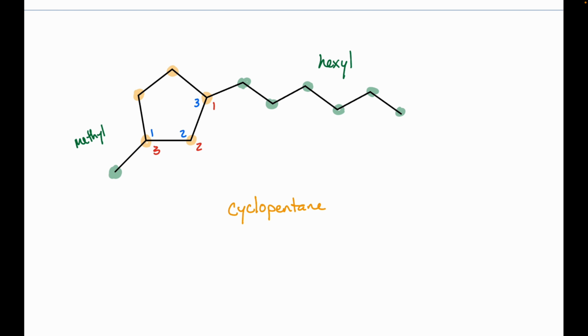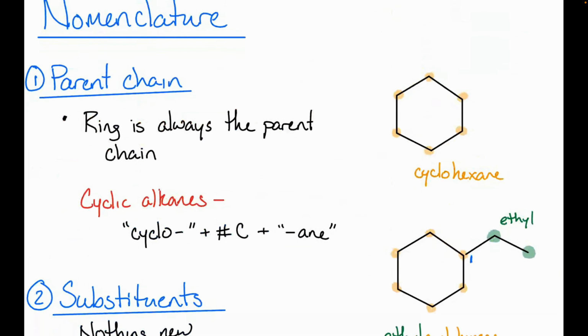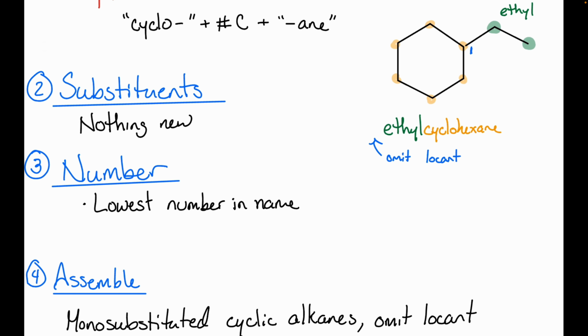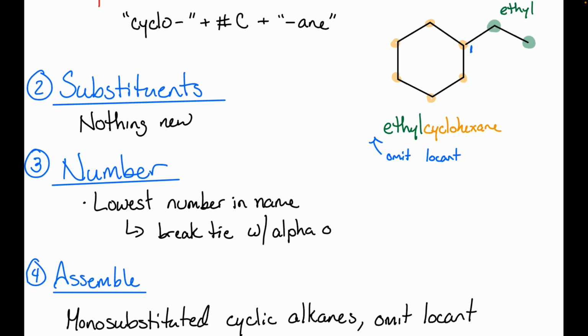The whole idea is to put the lowest possible number in the name. If I use my blue numbering scheme, it's a 1 and a 3. If I use my red numbering scheme, it's a 1 and a 3. So I have a tie. What am I supposed to do? Break that tie with alphabetical order, right? So just like we said before, again, there's no new rule here, but maybe we should emphasize lowest number in the name, and we break our tie with alphabetical order. Exact same rules as before, but we're going to see a lot more ties with these ring structures, so it's something that's important to keep in mind.